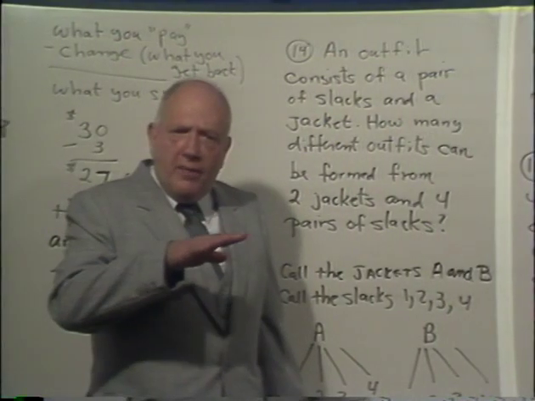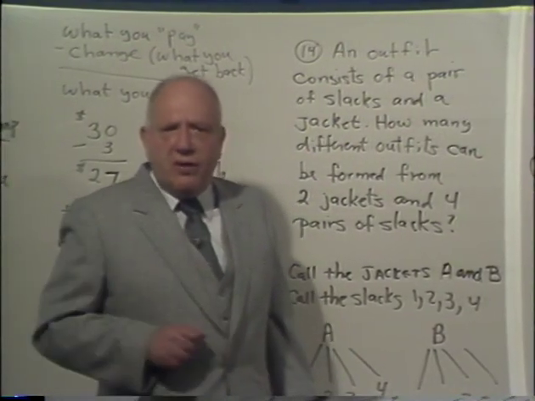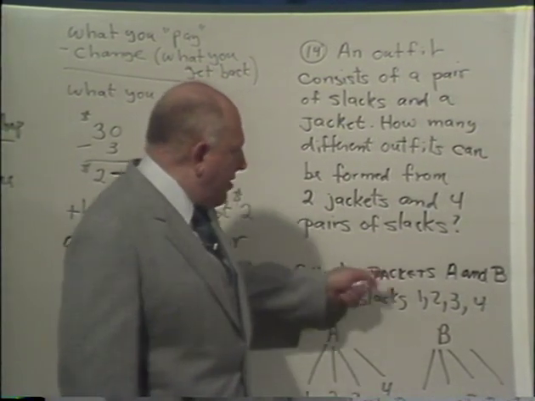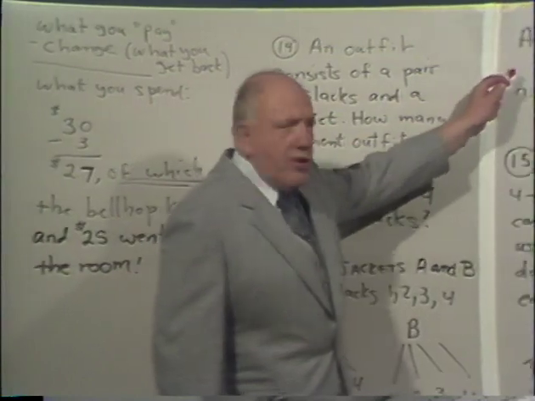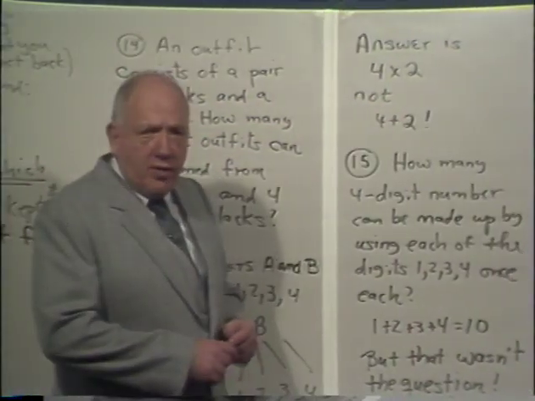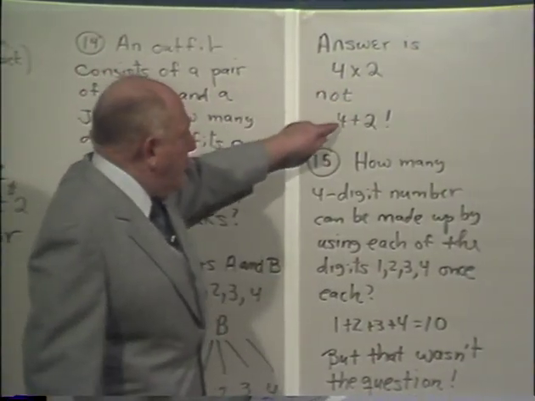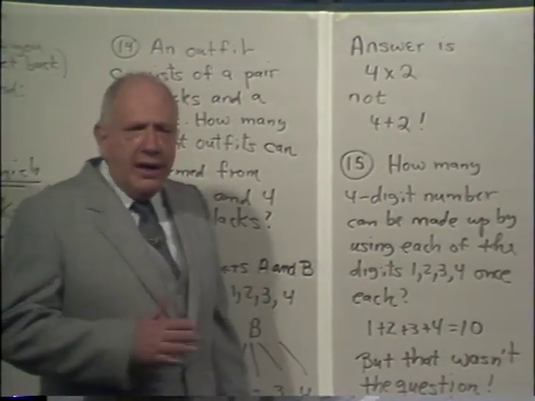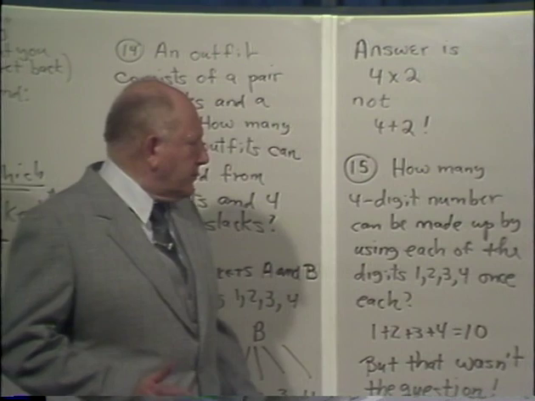See, each of the 4 pairs of pants distributes with each of the jackets to give you a total of 8 combinations. And what's nice here is that you can count them. So the answer is 4 times 2, not 4 plus 2. The calculator, if you put in 4 plus 2, wouldn't say to you, hey, that's dumb, man, you want to multiply. Calculator just does what it's told.